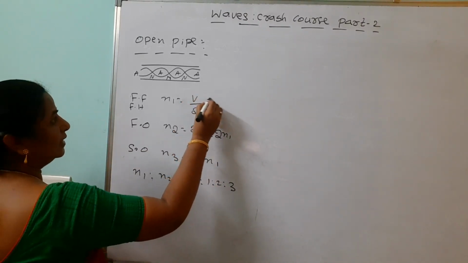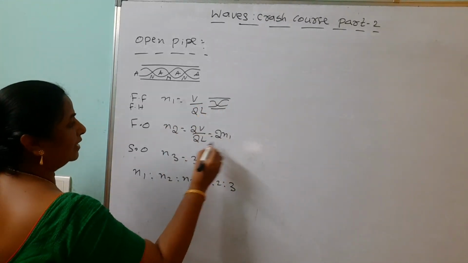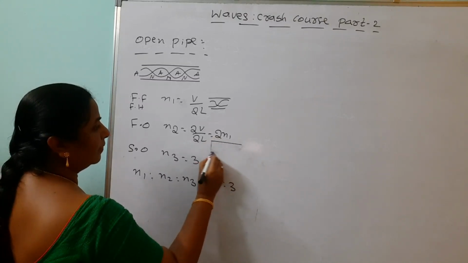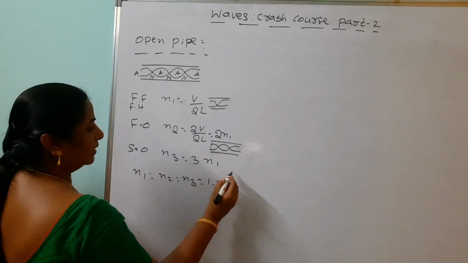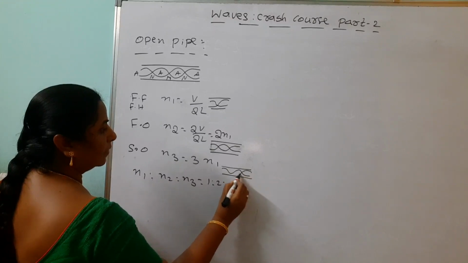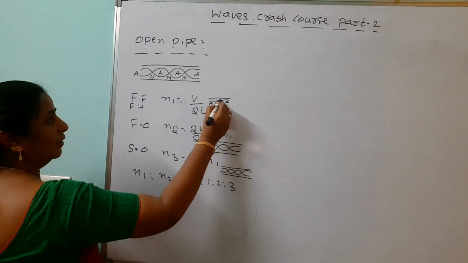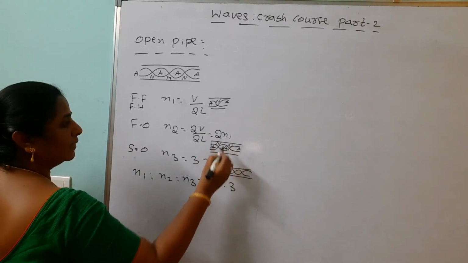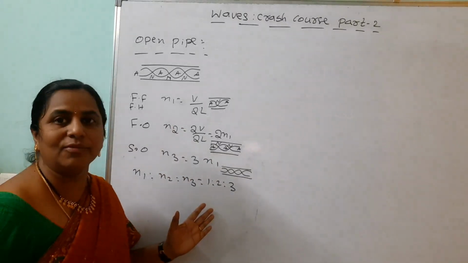Here if you want to draw, you can draw. This is the first fundamental frequency. This is the second one we should draw, like this. Then the third one. So here 2 antinodes, 1 node. And here 3 antinodes and 2 nodes. So always the number of nodes is one less than the number of antinodes. This is about the open pipe.